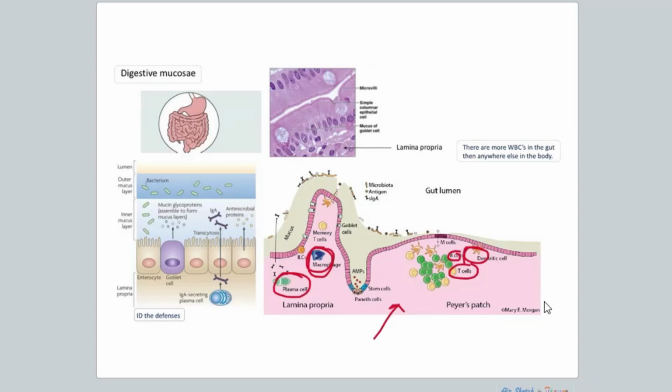And what they're doing is they're all trying to prevent those bacteria from getting into the blood supply down here in the lamina propria. And on that note, I want to point out that there's more white blood cells in the gut than anywhere else in the body, specifically in this lamina propria area, because we're so concerned about these bacteria that can be present in food making its way and getting into the blood supply down there.